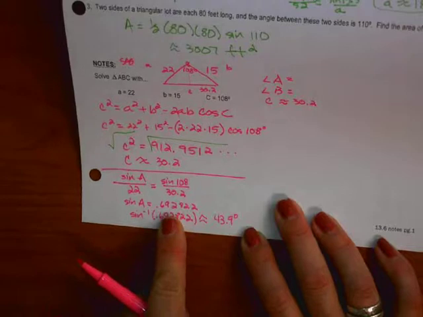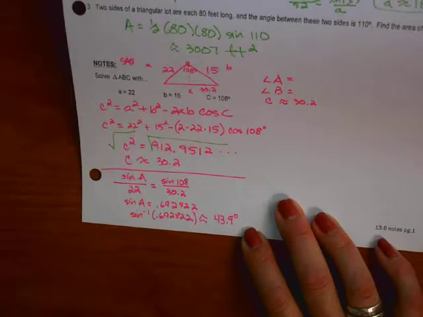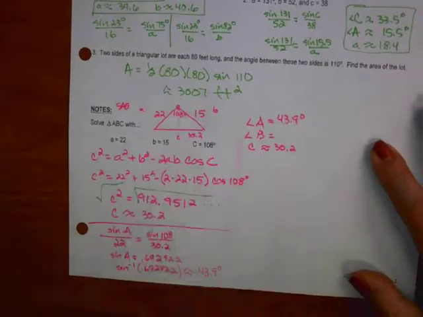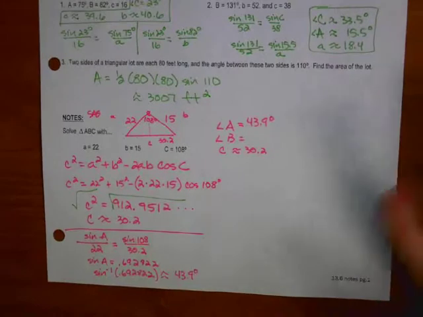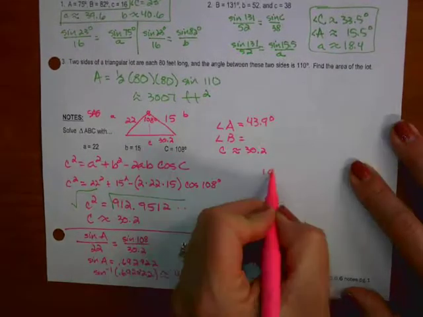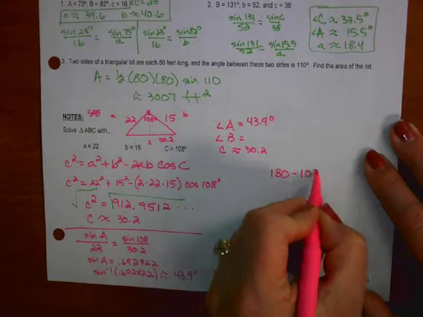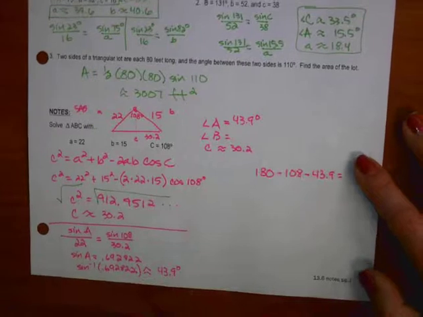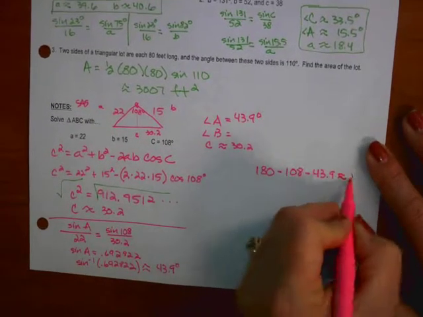Again, if your ratio creates a decimal that's bigger than 1, what does that mean? It doesn't work. You can't have a ratio value bigger than 1 for sine. There is no set of sides that will give you that in any triangle. So you've got to keep that in mind. All right, so A is 43.9 degrees. Can I get B with very little effort now? What do I do? 180 minus 108 minus 43.9 is about 28.1.